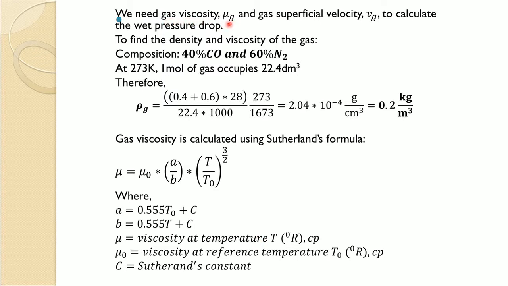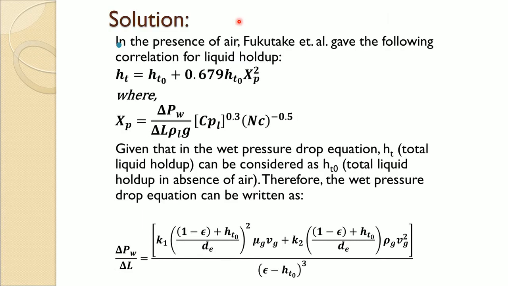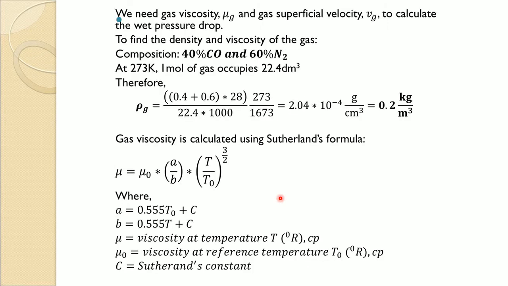So, we need now the gas viscosity. So, gas viscosity is coming into the picture here. H T naught we have already calculated in the previous example, so we do not have to, in absence of air, but what we need is gas viscosity and the superficial gas velocity. So, these two things we will do. So, the gas viscosity and the superficial gas velocity V g to calculate the wet pressure drop.